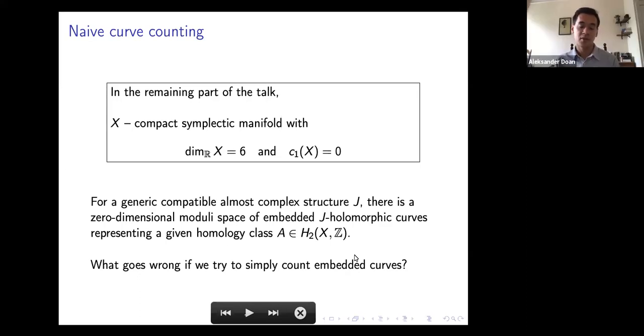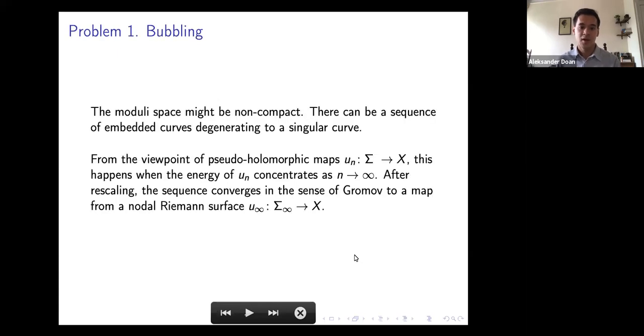So what are the three problems with naive curve counting? Well, the first one is bubbling. As I mentioned earlier, the moduli space of embedded curves can be non-compact. From a geometric viewpoint, that corresponds to a sequence of embedded curves degenerating to a singular curve, so you have to allow certain singularities. From the viewpoint of Gromov-Witten theory, if you choose parameterizations u_n of these embedded curves, I have a sequence of curves parameterized by pseudo-holomorphic maps, and I ask: can I take a limit of this sequence?